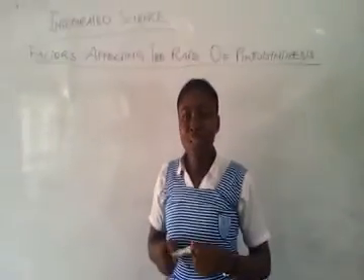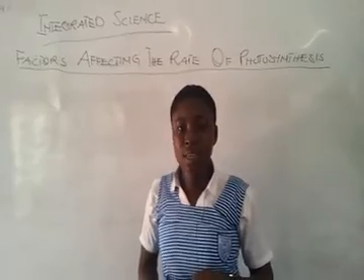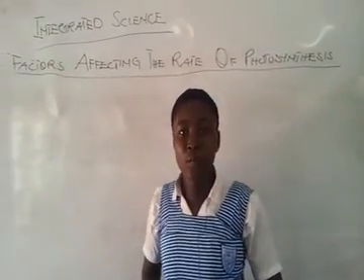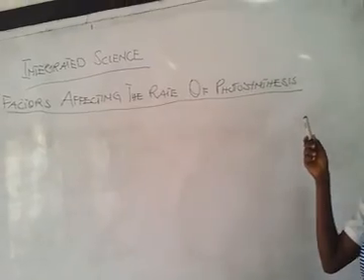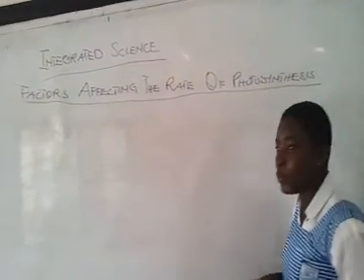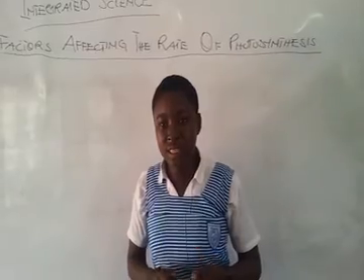In General Art 2 class of Oreilly Senior High School, the topic for discussion today is the factors affecting the rate of photosynthesis, as already written on the board. But before we begin with this, I would like us to have a fair idea of what photosynthesis really is.